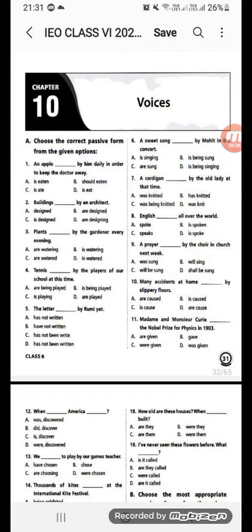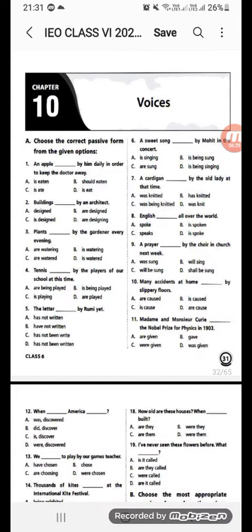Now, let me convert this sentence into passive voice. Blankets are being distributed among the poor by the minister. This sentence is the example of passive voice. Plural subject, blankets. Plural verb, are being distributed. I hope you have understood.